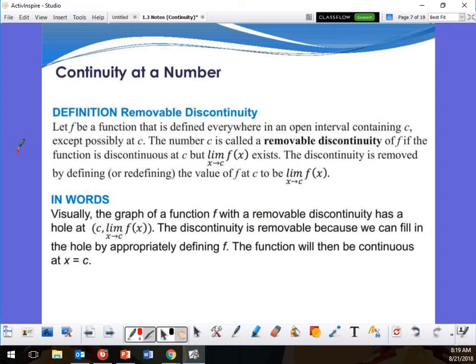Alrighty, so back to Calculus 1, right? Okay, so Calculus 1, we're going over continuity at a number. This is where we left off yesterday. Definition, removable discontinuity. Let f be a function that is defined everywhere on an open interval.